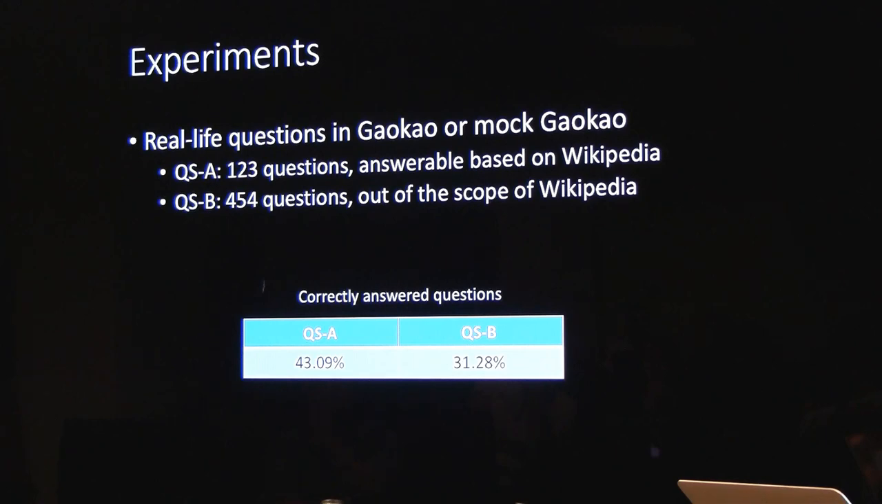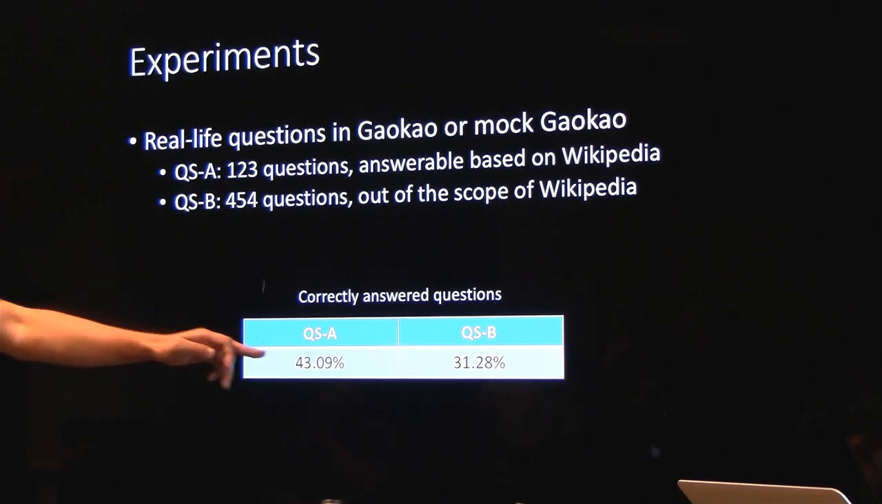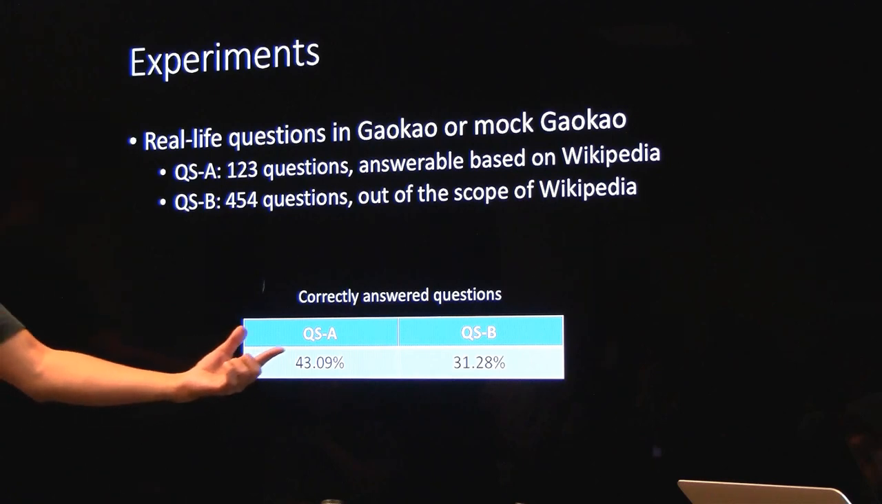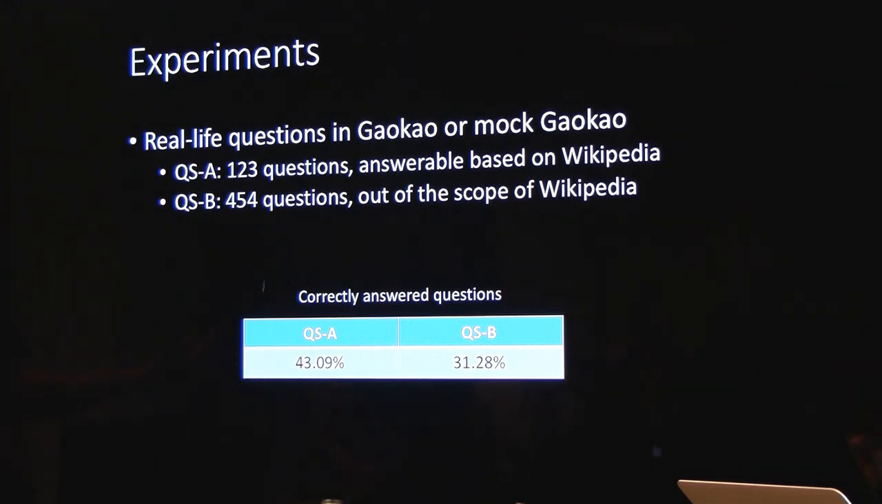So, you know, there are four options in each question. So if we select an answer randomly, the expected accuracy is 25%. So it's already above the random choice. But still a long way to go, because with this score, we can't enter any university in China, I guess.